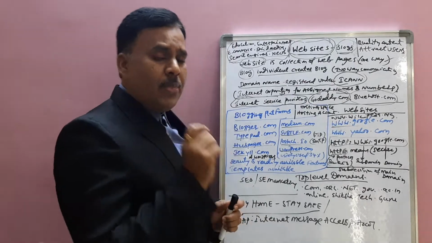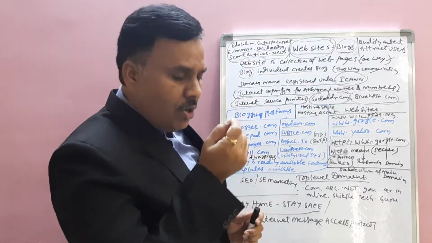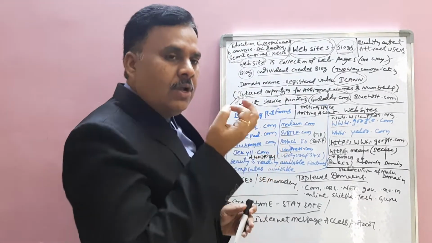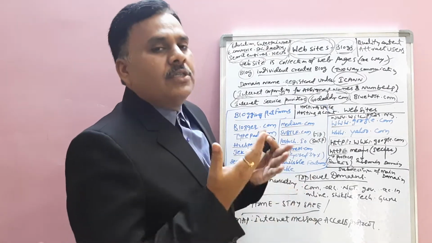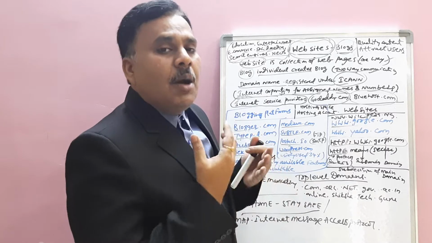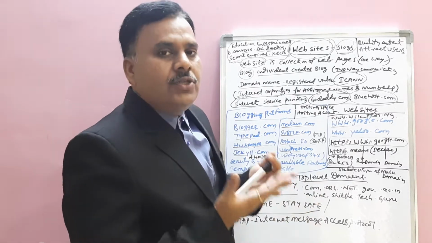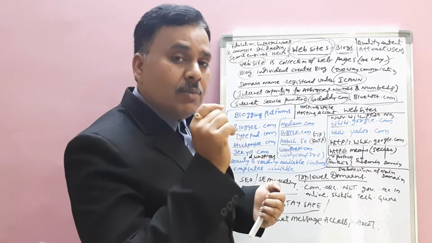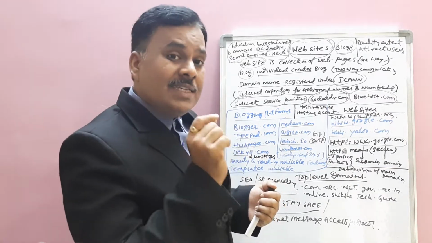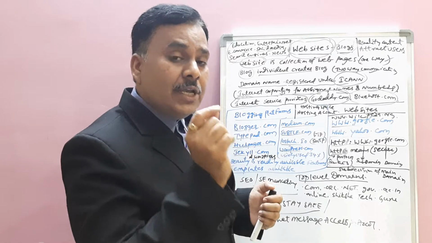The user needs to remember which domain to purchase according to their website. Many business people will purchase .com. .com is nothing but a commercial website. .gov is a government organization. .org is an organization. .ac.in is an academic institution.